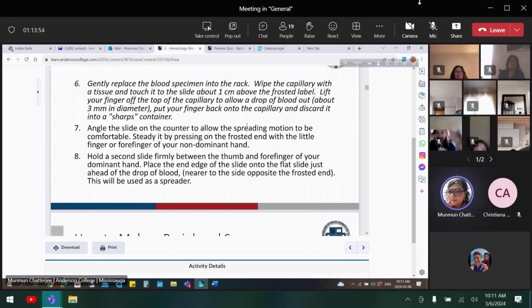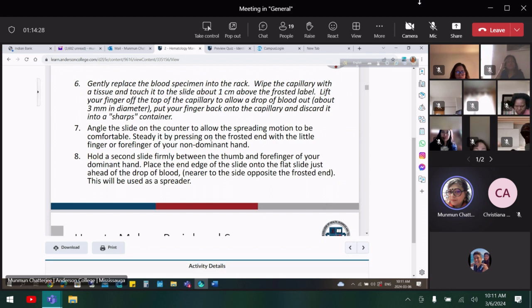Okay, so then angle the slide on the counter to allow the spreading motion to be comfortable. That is what we are going to learn. How are we going to angle, meaning how are we going to place the slide? Sometimes somebody can do it straight. I prefer to do it straight. Somebody likes to have it at an angle. So it is your expertise, your experience and your technique. We are going to show you how to do that, then you can figure out how you can do it best.